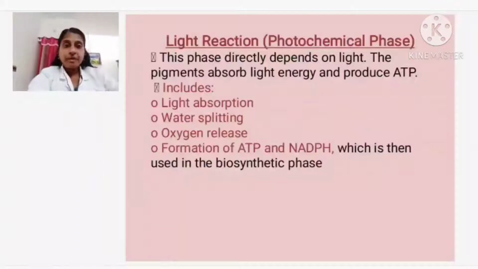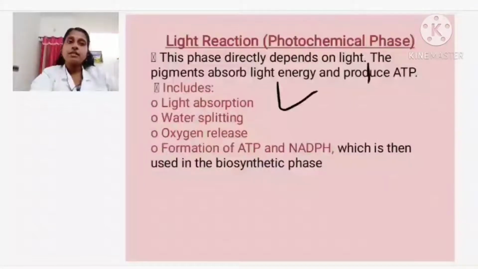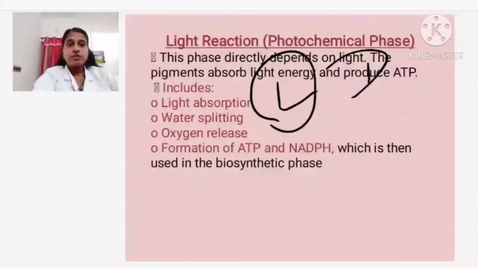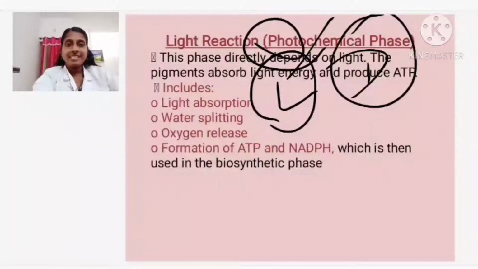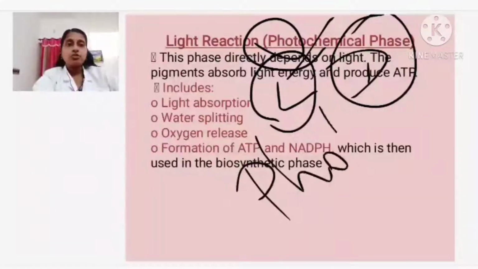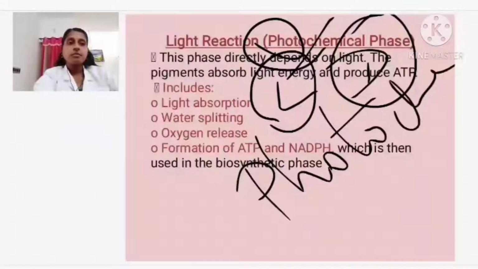So basically speaking, photosynthesis can be divided into two reactions. One is the light reaction and another one is the dark reaction. Light reaction takes place in the presence of light and dark reaction takes place in the absence of light. Since the light reaction takes place in the presence of light, the photons, the light energy, is involved, so it can also be called the photochemical reaction. With the help of light, some chemical reaction is taking place. That's why we can also call it the photochemical phase of photosynthesis.